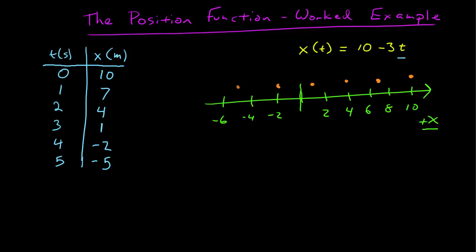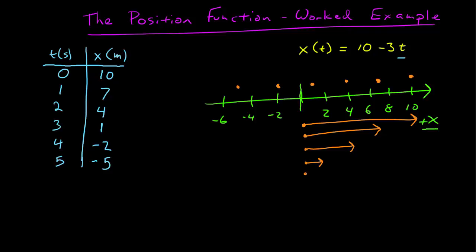Now I want to draw the vectors that represent each position. At t equal to 0, this position function is a vector function of time. And so it actually represents this vector with a magnitude 10 and pointing in the positive x direction. At 1 second, it's this vector, magnitude 7, same direction. At 2 seconds, this vector, magnitude 4, positive. At 3 seconds, we have a magnitude 1, positive.